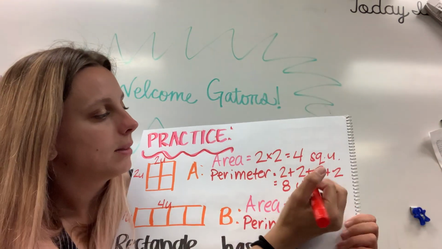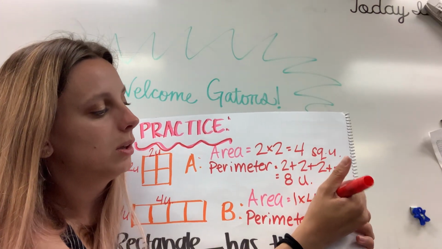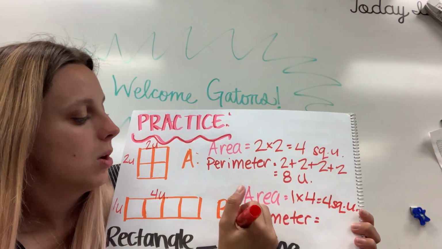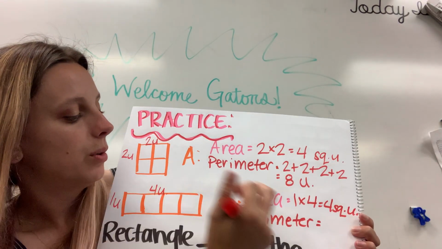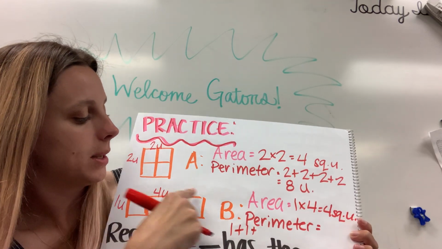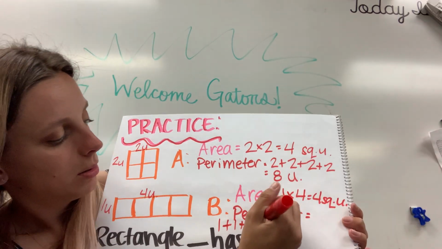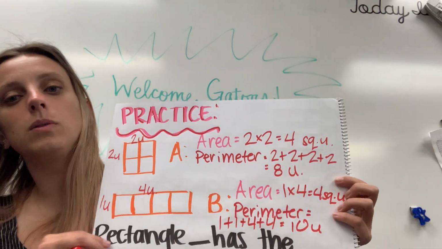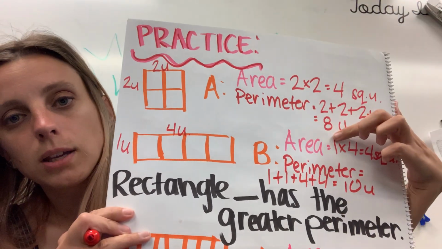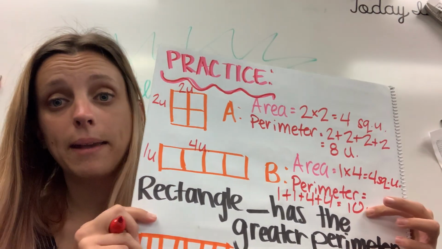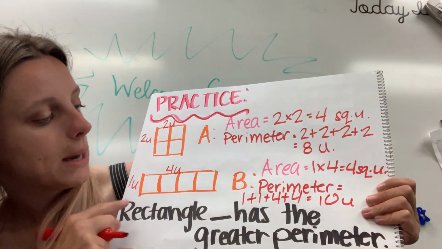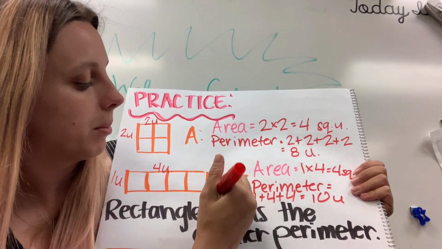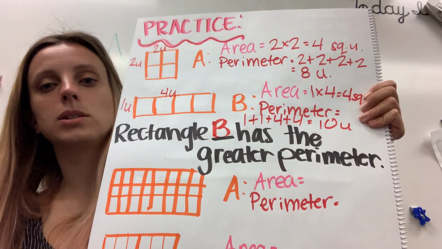So first I'll find my area. That's 1 times 4 in this case, which is still 4 square units. And I'm gonna go ahead and find my perimeter by adding 1 plus 1 and 1 plus 1 and 4 plus 4, which would be 5 and 5, which would equal 10 units. So quick check, 8 to 10, it did go up, right? So they're gonna ask me this time, which rectangle has the greater perimeter? So like we said, this skinnier rectangle has the greater perimeter, rectangle B has the greater perimeter.